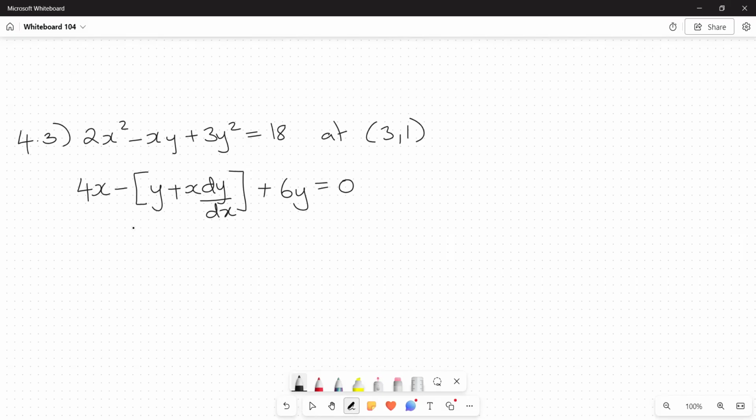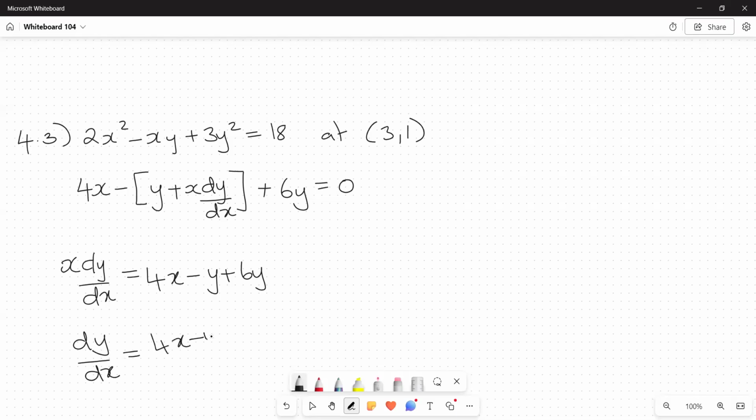Then we collect the terms with dy/dx. So here I can see it's negative, so I'll take it over to the other side and then write it first. I have x dy/dx. This is equal to 4x minus y plus 6y. Okay, and then dy/dx is equal to 4x minus y plus 6y over x.